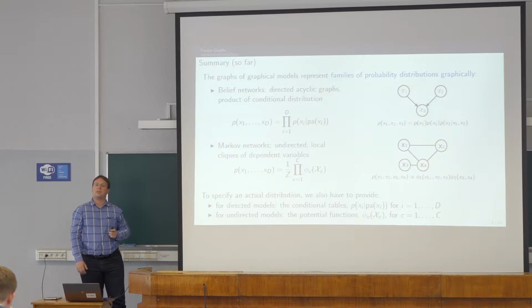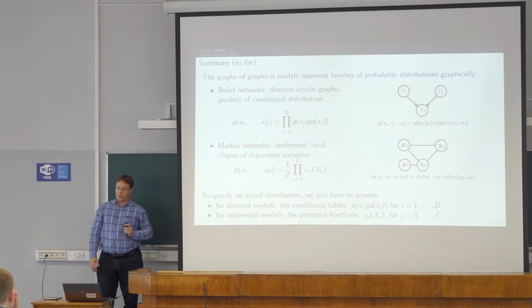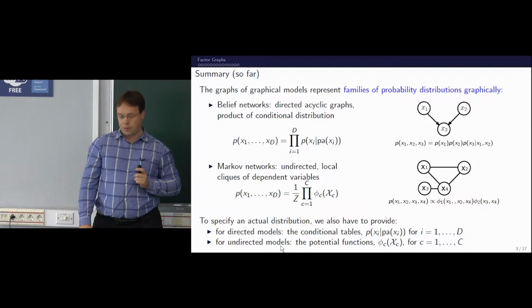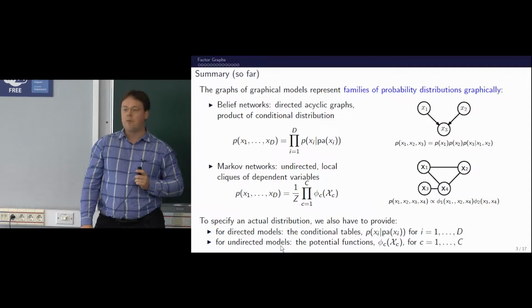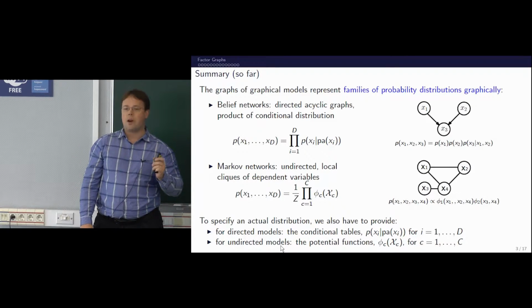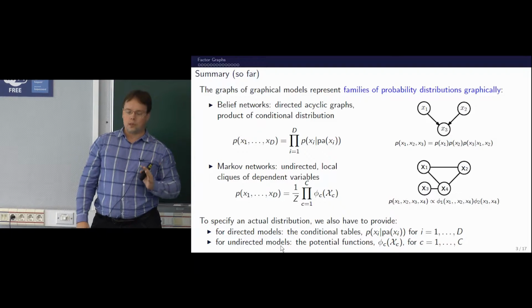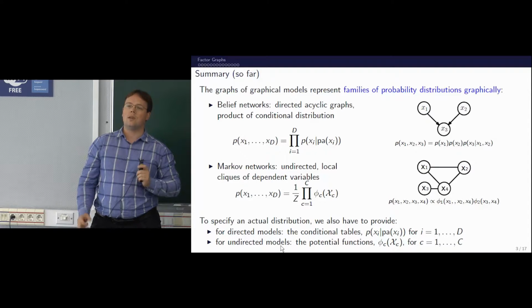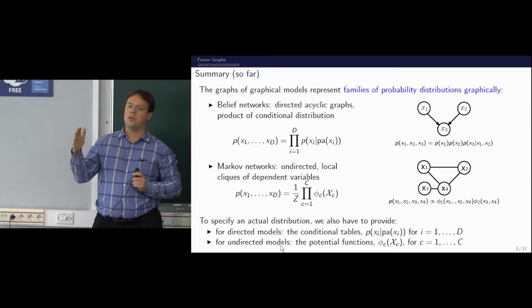Okay, so this is the one-slide summary. We talked about graphical models, that they are a way of representing properties of a family of probability distributions graphically. So we looked at directed graph models, which usually are called belief networks or Bayesian networks, where the rule is that you want to write a big joint distribution of many variables as a product of smaller things, where the smaller things is always one variable conditioned on all the parents in the graph.